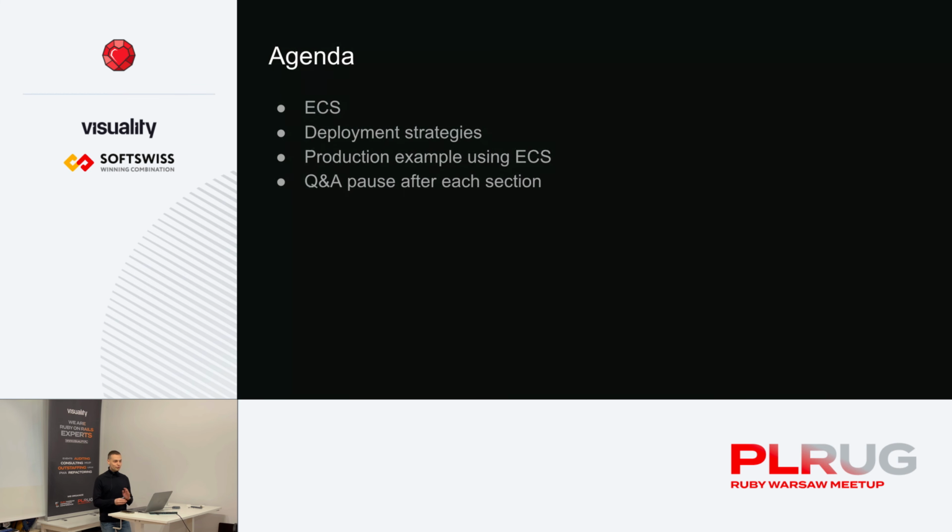So, the agenda for today's meeting. We'll be talking about ECS, what it is. We'll be talking about deployment strategies. And this will build up into a production example of using all of those components, so you can see it in action in the actual production system. After each section, there will be a pause, so if you have any questions, that will be a good time to ask them. And in the end, there will be a Q&A.